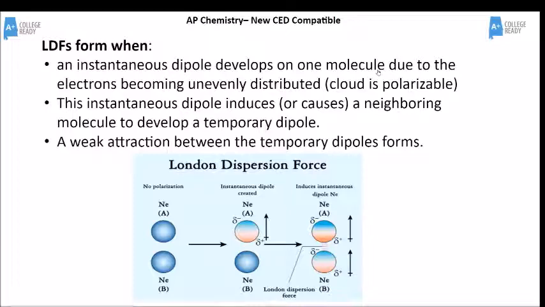When you get the molecule on top close to the molecule on the bottom, the electrons on the bottom neon are attracted to the partial positive charge on the other neon. And for a brief moment, one atom that is polar can induce, which means make, the other molecule polar as well. Since they're both slightly polar, we would say that this is an instantaneous dipole force, or an LDF.